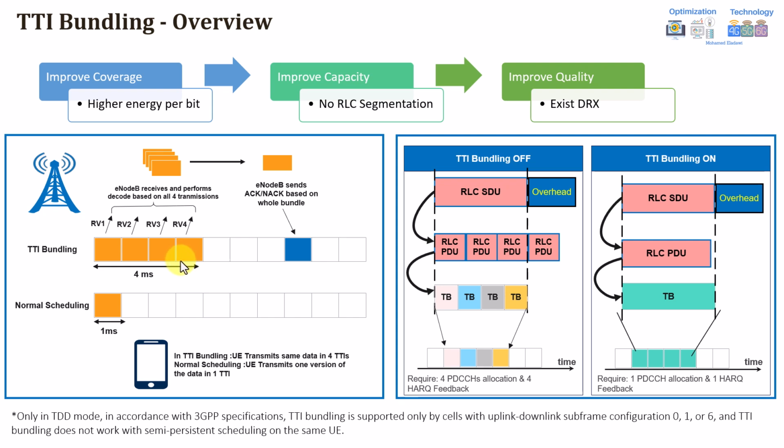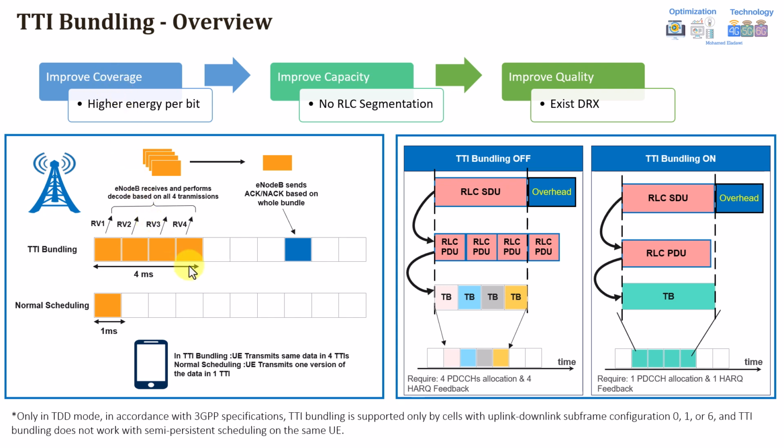Accordingly, this will be reflected in the decoding process on the eNodeB side. It will be like a diversity, so that you will have higher energy per bit. This means you are improving your uplink coverage because you have better decoding on the eNodeB side, since you are sending the same data in 4 consecutive TTIs with different redundancy versions. This improves the redundancy performance and results in higher energy per bit, so it can improve the uplink coverage by around 2 to 3 dB.